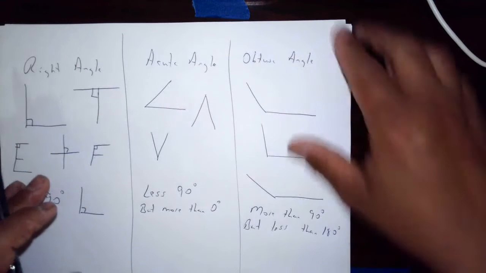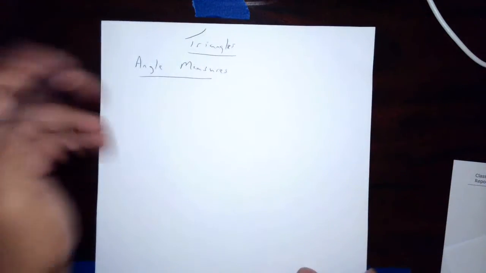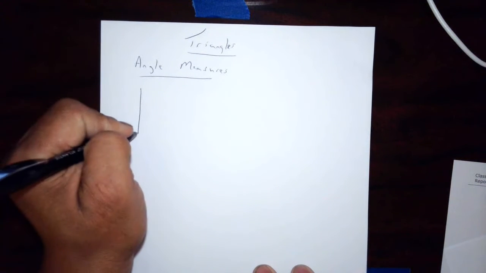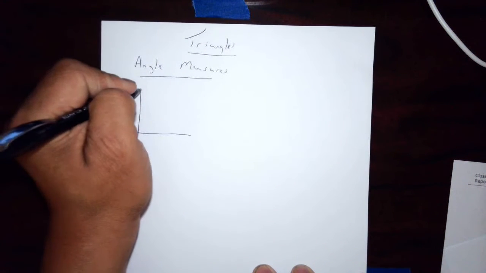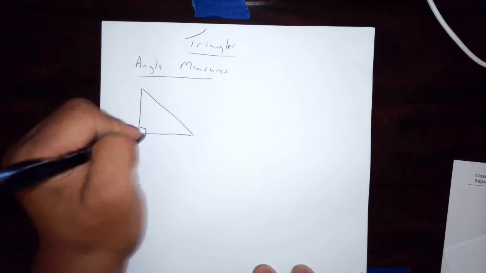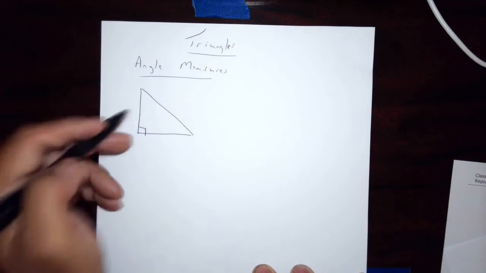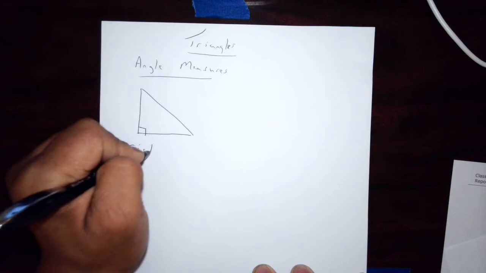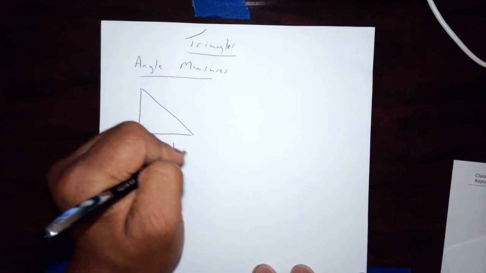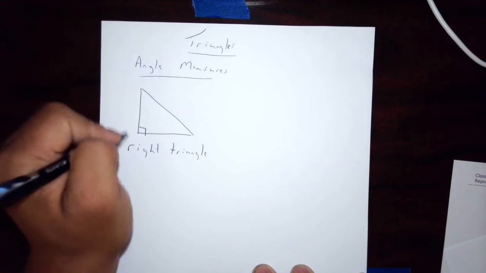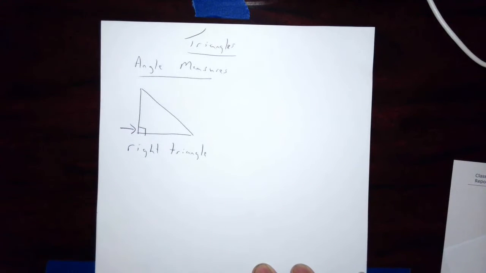Now, the other way to categorize triangles is by their side lengths. Whoops, sorry. Got a little ahead of myself. So on this one, let's look at basing triangles on their angle measure. See this? This is a right triangle, because it has a right angle.